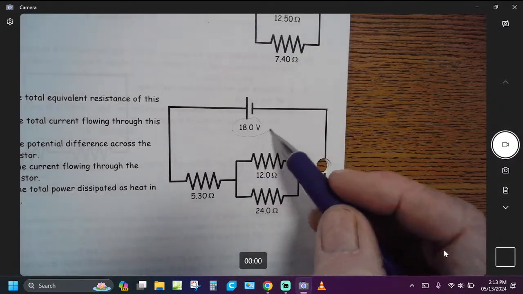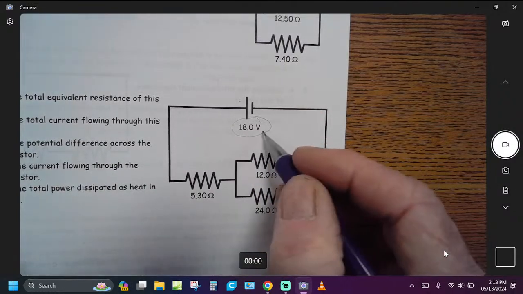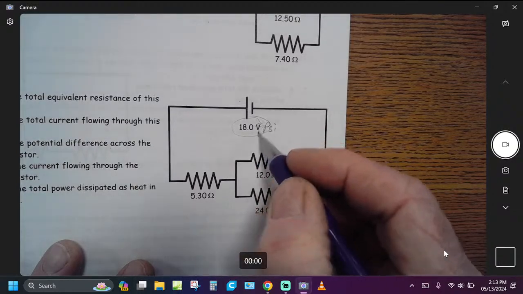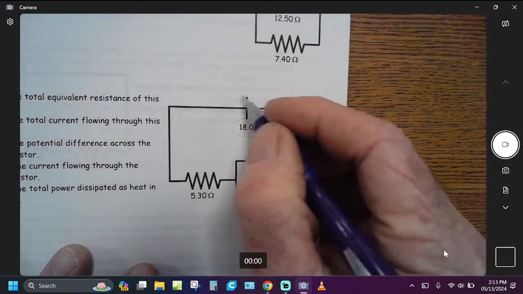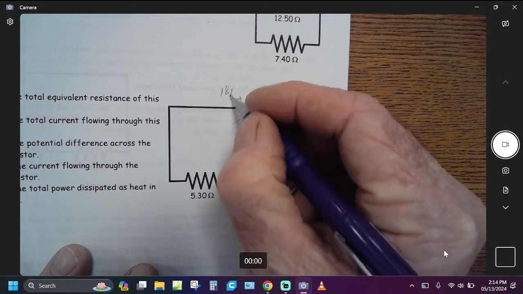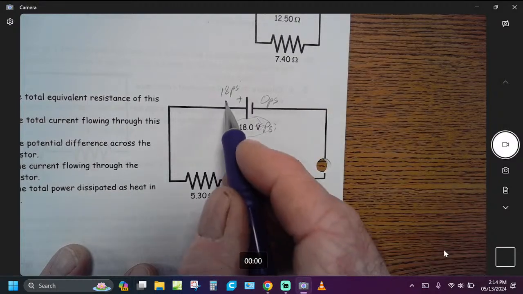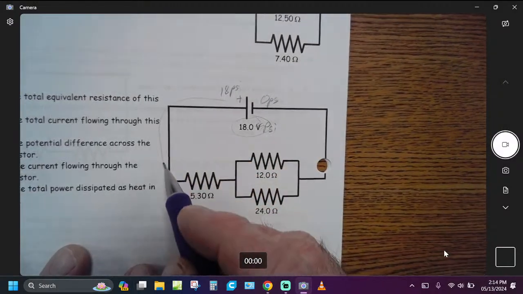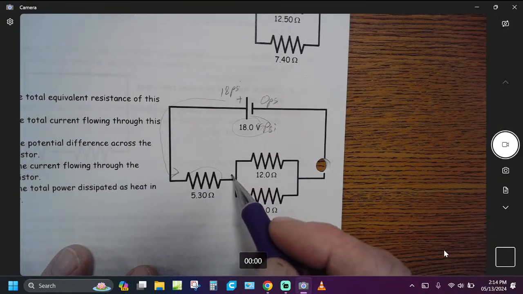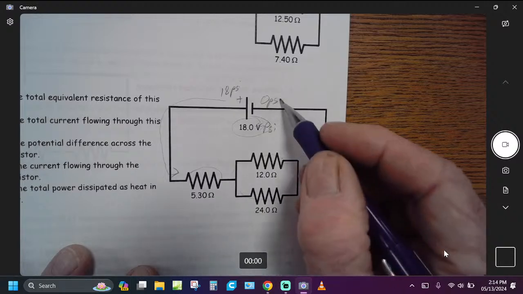So this voltage, remember I said it's like a pump? Basically, just think of it as PSI for a second, pounds per square inch, instead of volts. This side is the positive side, the high pressure side, 18 PSI. And over here is 0 PSI. And this is going to pump stuff out here and pump it across here, through this resistor, through this resistor, and then all the way back.